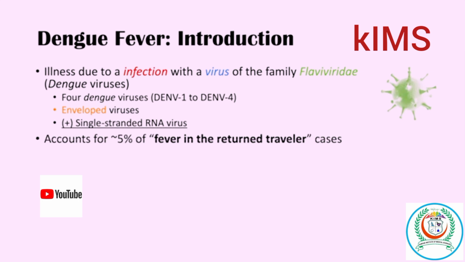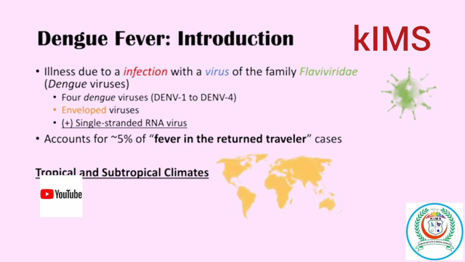Now, dengue fever is an important cause of what we call a fever in a returned traveler. So what that means is that if there is a traveler to a perhaps exotic locale and they come back to their home country and they have a fever, dengue fever actually accounts for about 5% of those cases. So where are some of those exotic locales? So most of them are in tropical and subtropical climates, and a couple in particular that I want you to think about are the Caribbean and Southeast Asia.